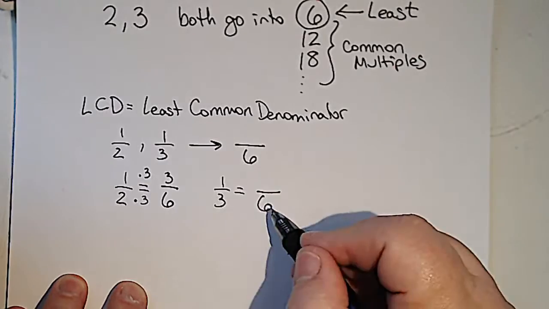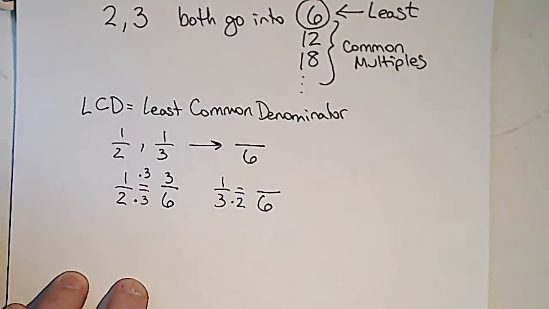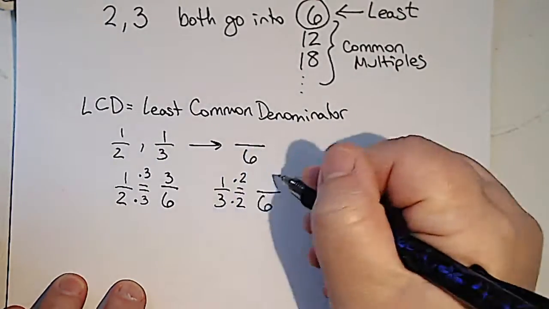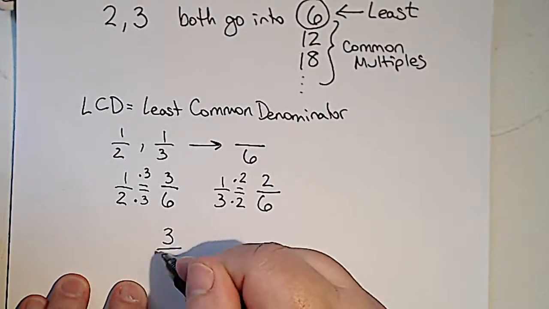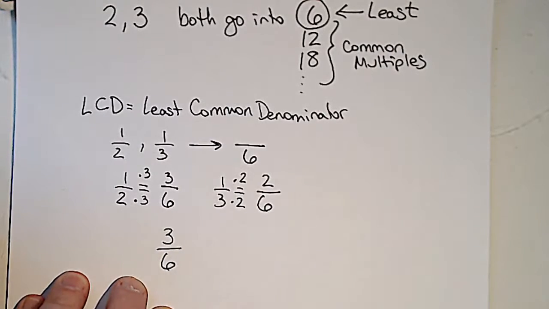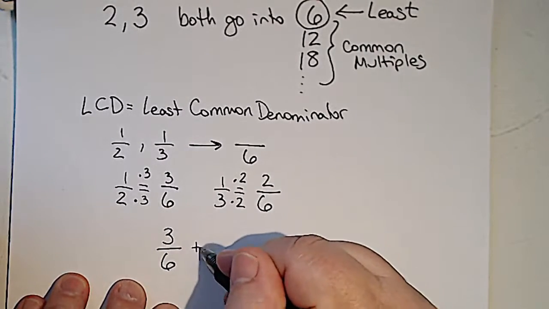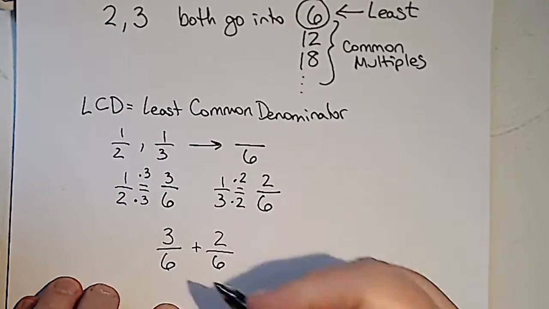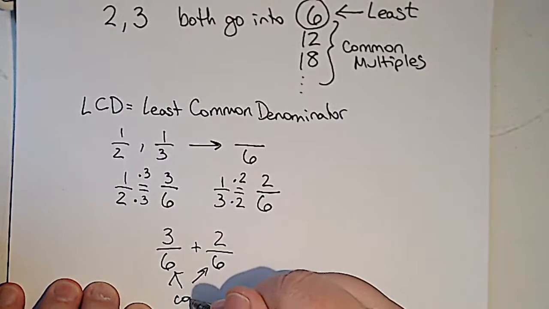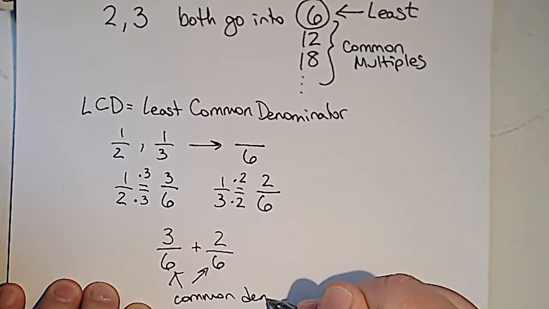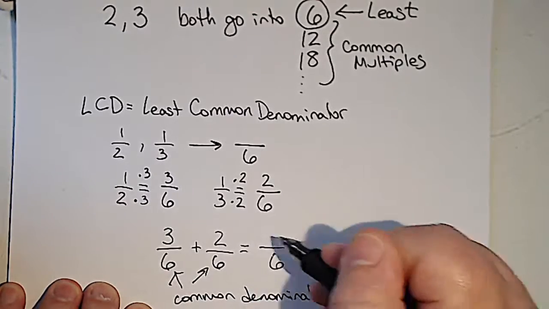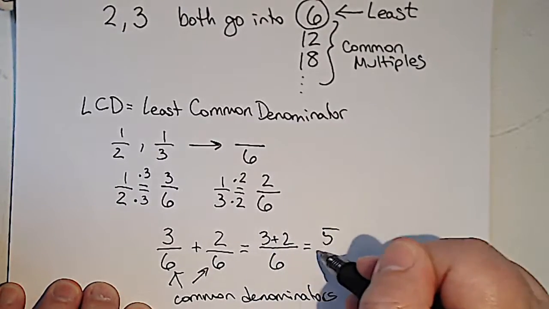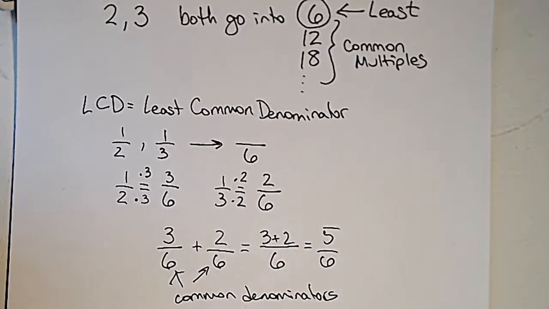3 times something equals 6. 3 times 2. If I multiply on the bottom by 2, I have to multiply on the top by 2, and I get 2/6. So my new addition problem, my new sum, is going to be 3/6 plus 2/6, which now have common denominators. Yay! And I get 3 plus 2 on top, which is 5/6. Woohoo!